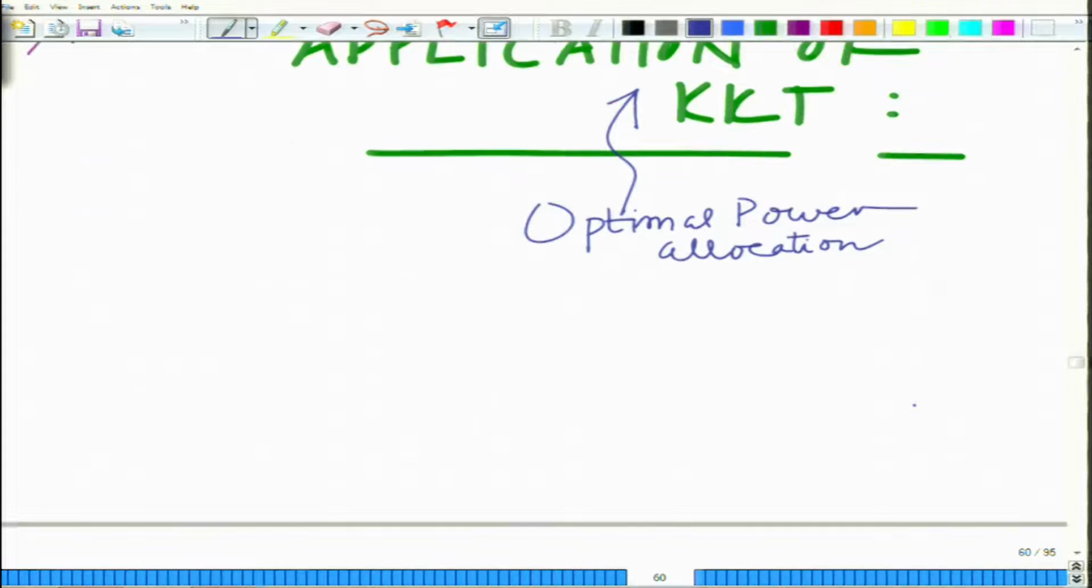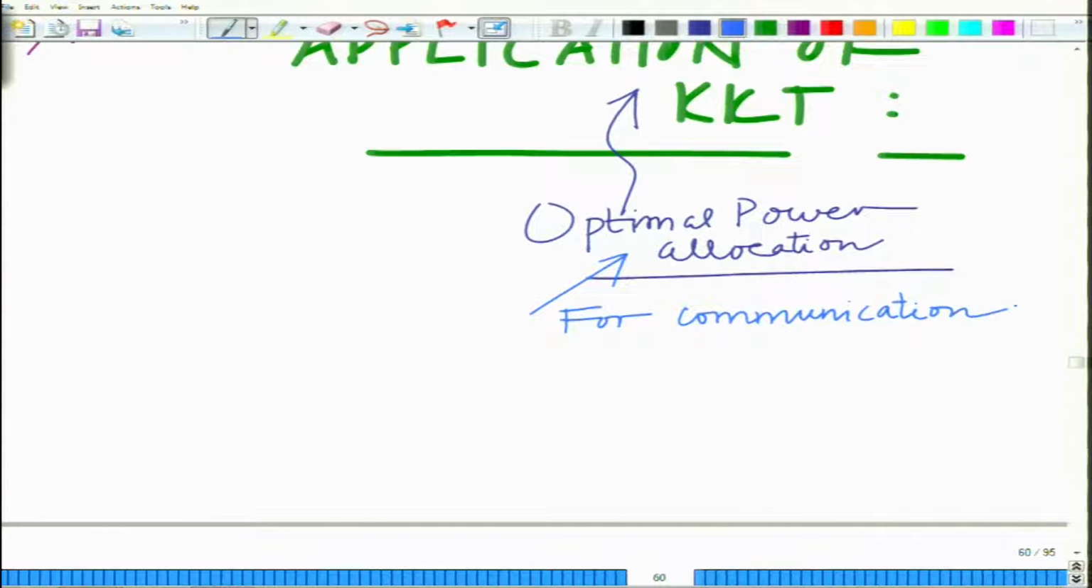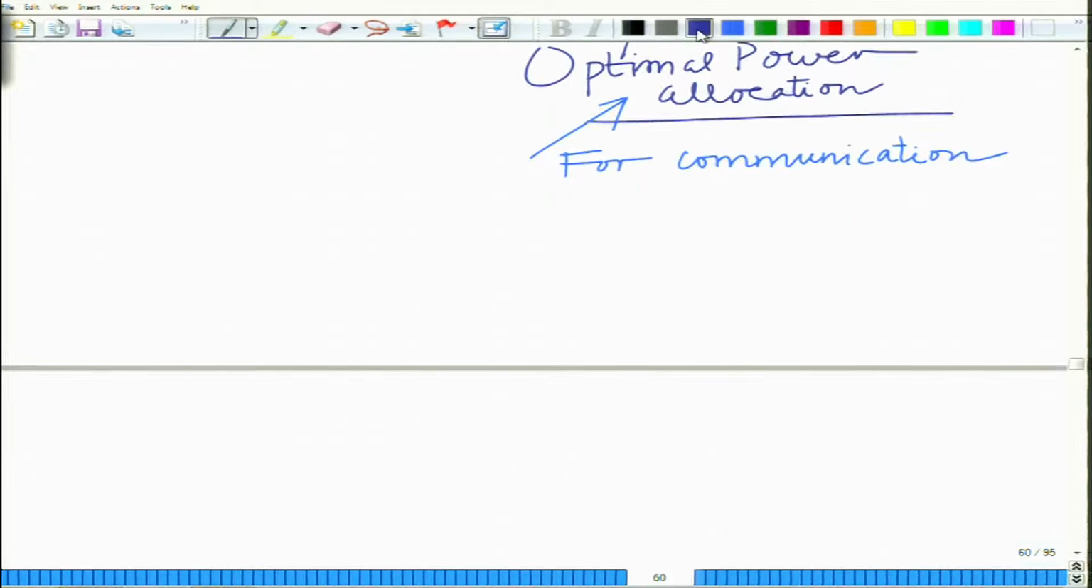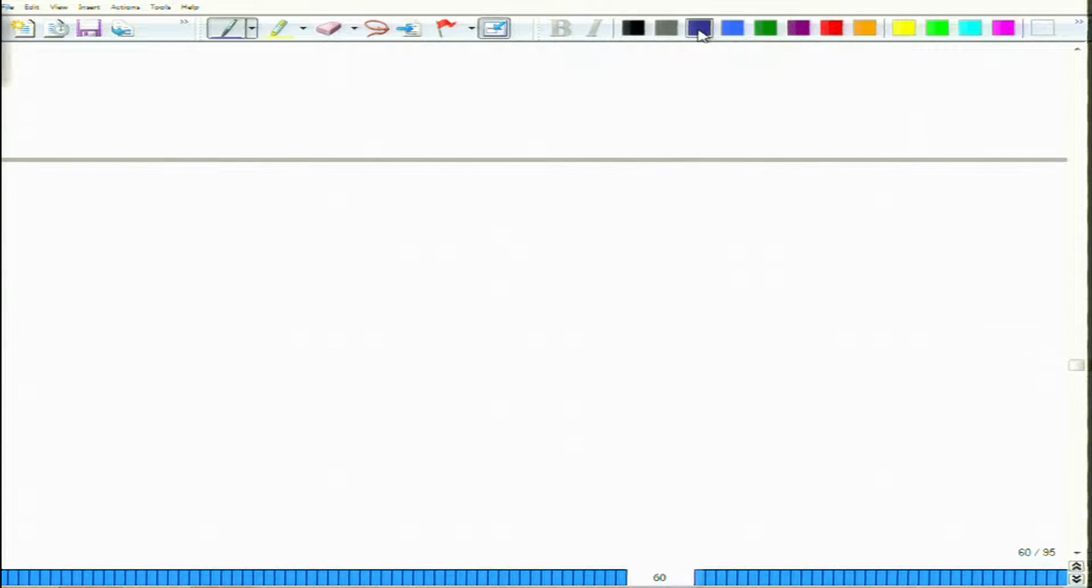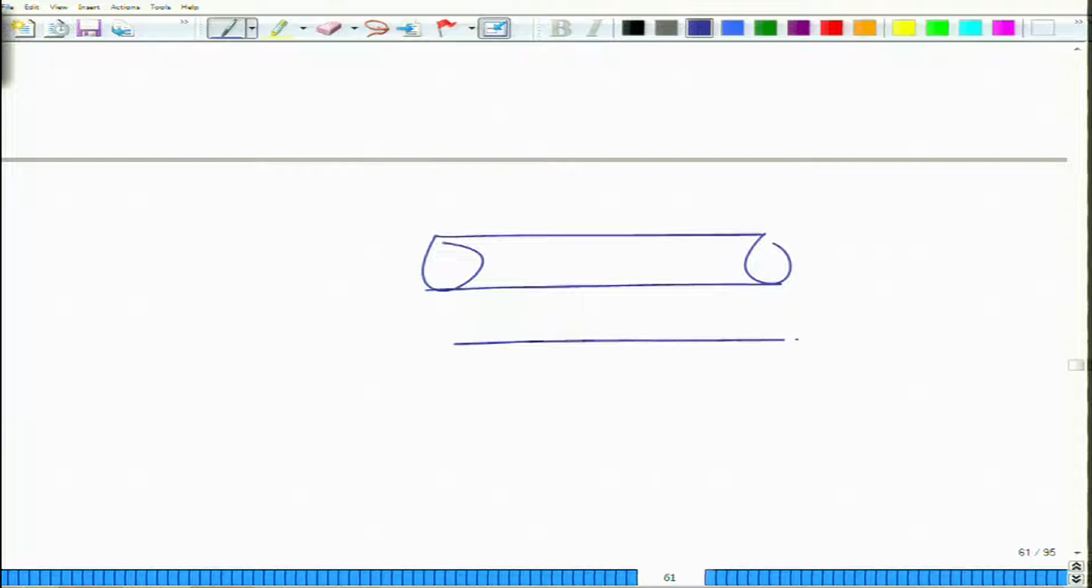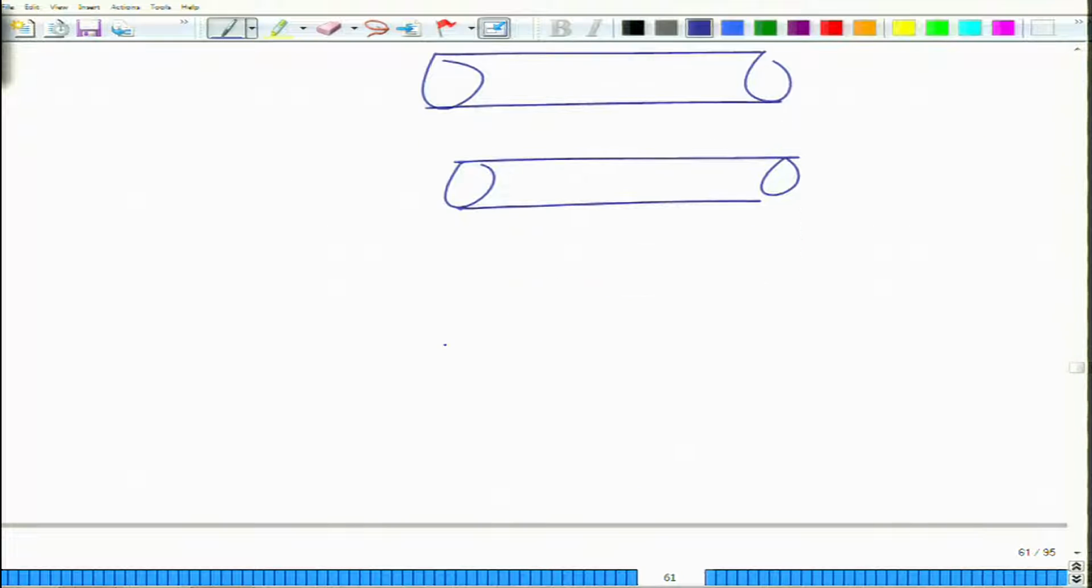This is typically a problem that arises very frequently in communication systems. So this is optimal power allocation, you can say, for communication. Now, what happens in communication is that frequently you have a set of parallel channels. So, you have a set of parallel pipes, one can think of this, and so you have channel 1, you have channel 2, and so on and so forth.